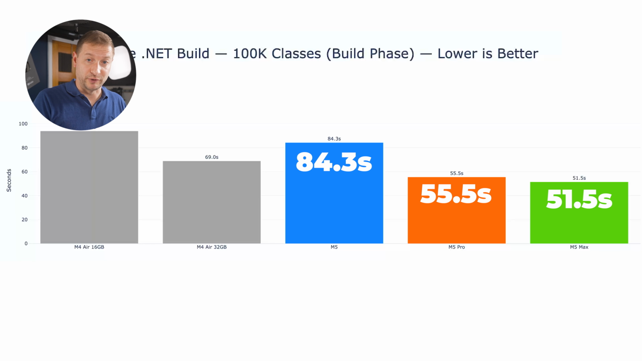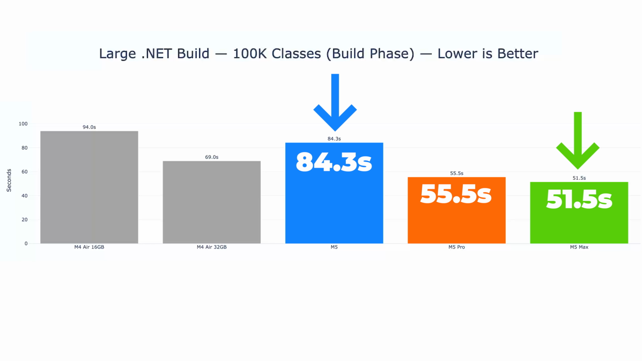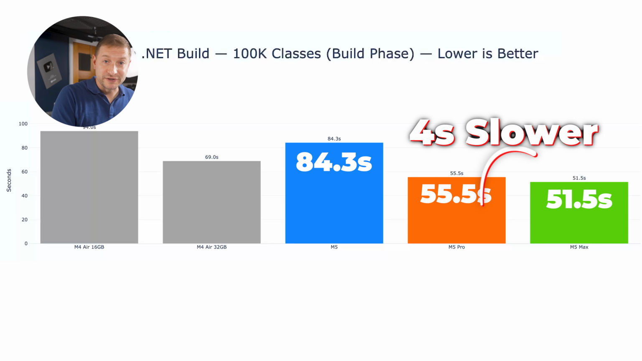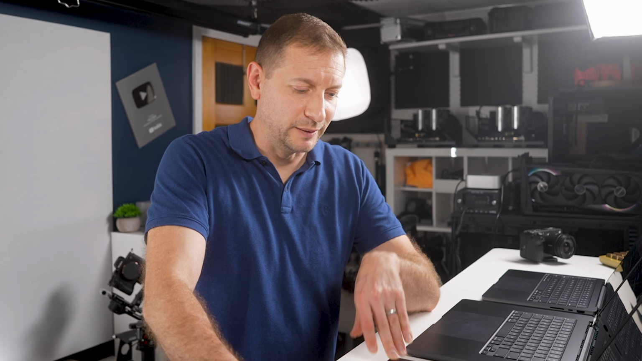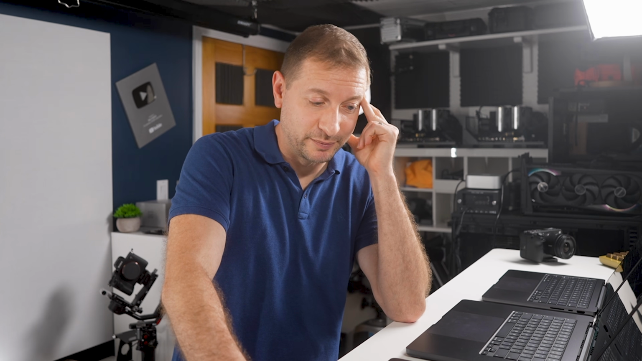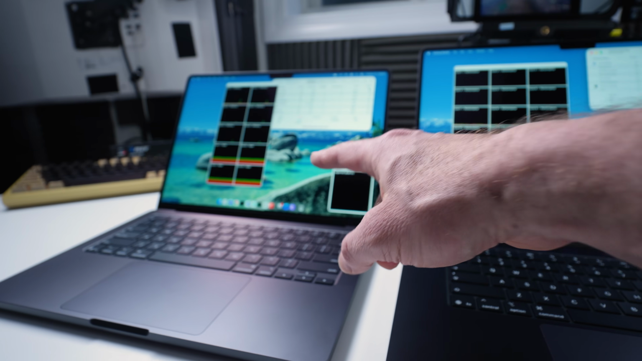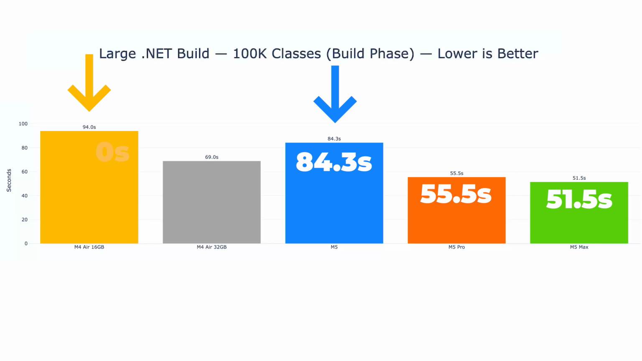Obviously, core count is the primary driver here, 84 versus 51 seconds. But the Pro is only 4 seconds slower than the Max, despite having the same cores. That is memory bandwidth showing up in the build test, but just barely. 4 seconds, just a few $1,000s more. I keep writing these numbers down and feeling worse about my choices. Now the M5 at 16 gigs, faster than last year's M4 Air at 94 seconds, is still firmly in last place among the M5 family.